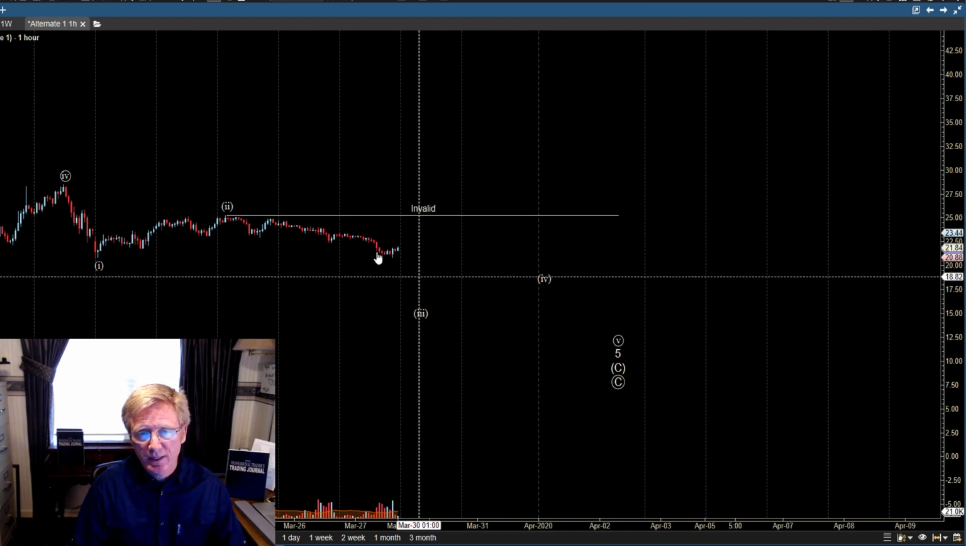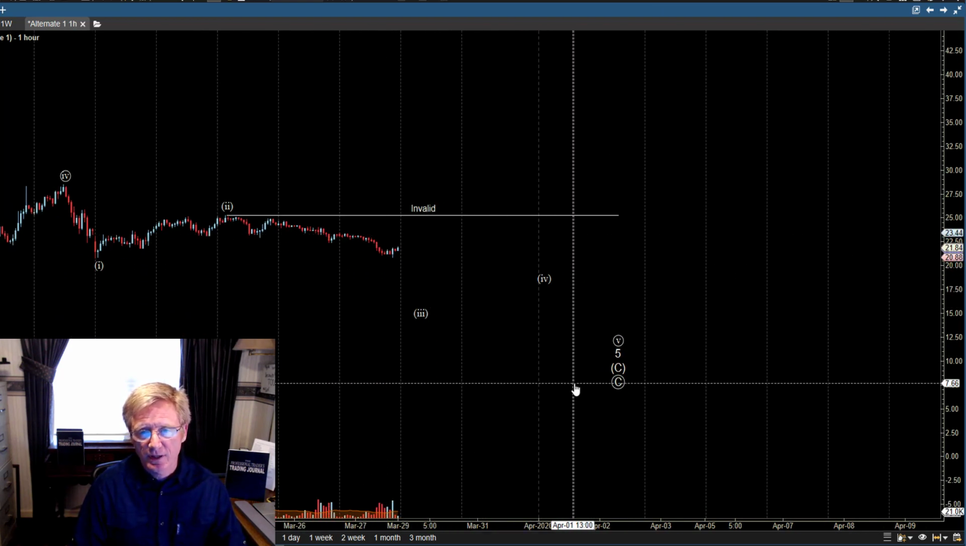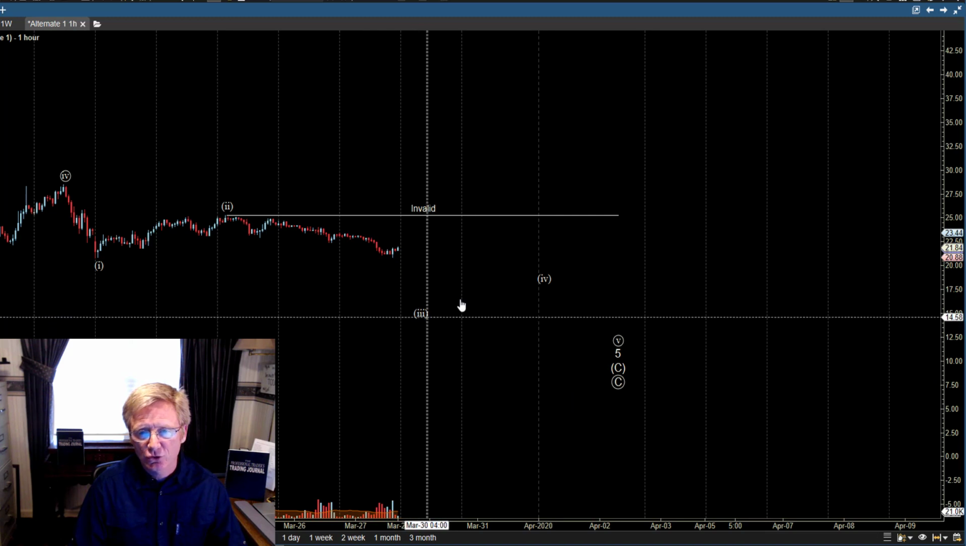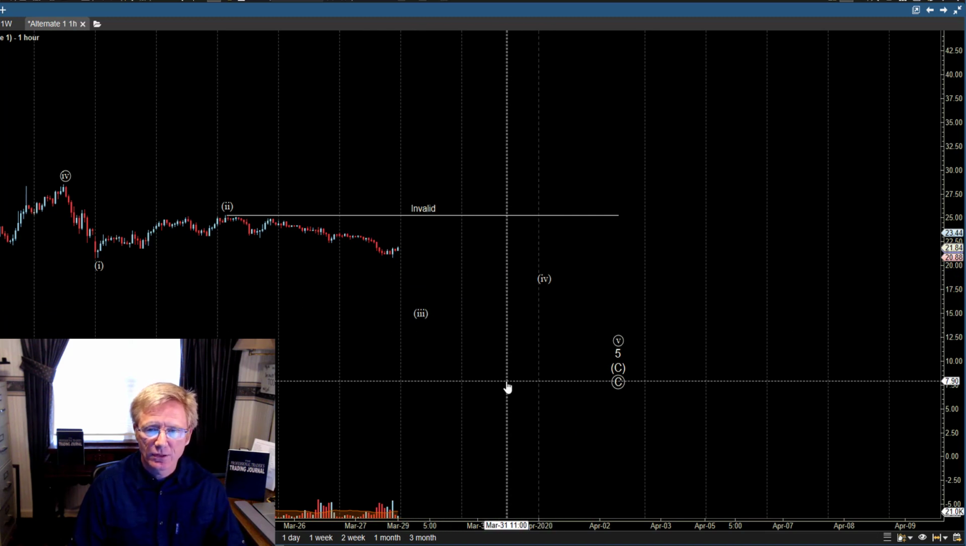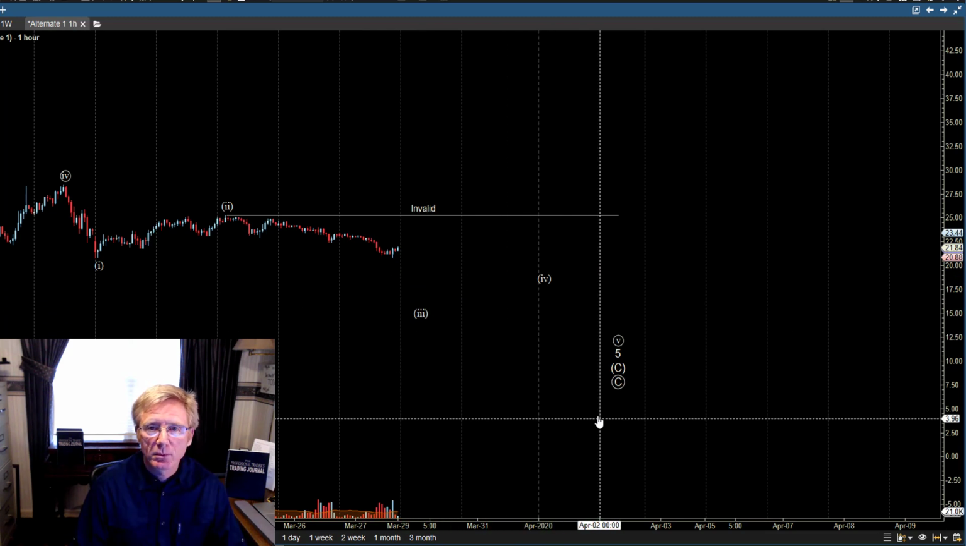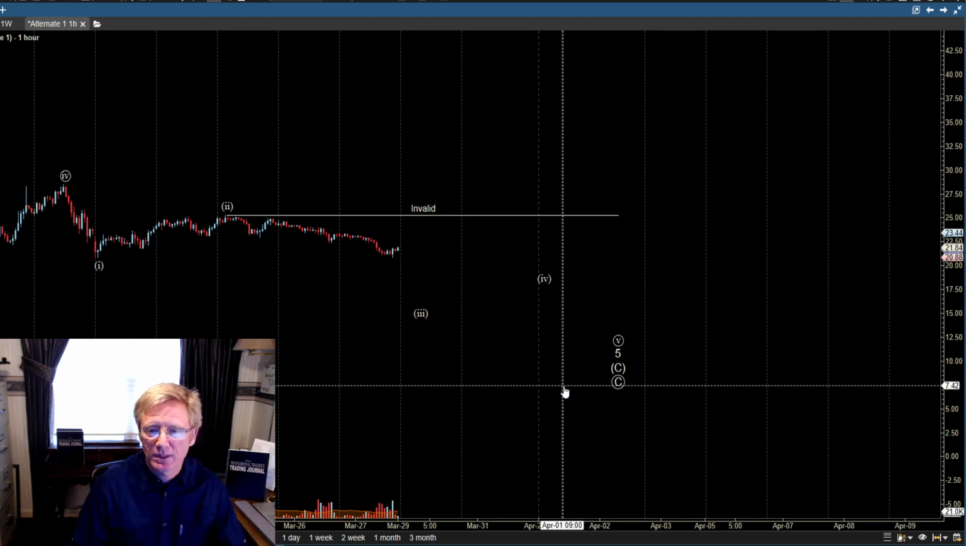So perhaps next week, unless this thing really wants to stretch it out, if we get a strong move down in 3 more waves, I'm probably going to, well, I'm not going to tell you what I'm going to do.